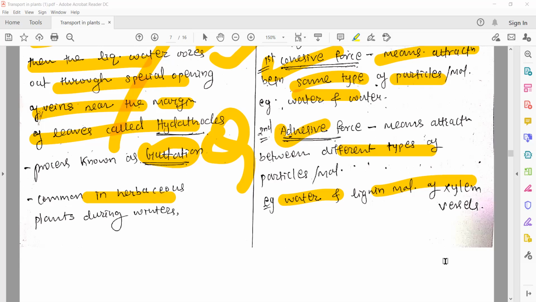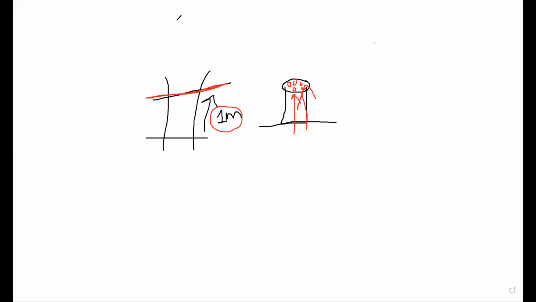Okay, so I will be taking you over here on the white screen. Try to understand the concept over here: adhesive force and cohesive force. Suppose it is a xylem vessel now. What is this? This is a xylem vessel. Xylem vessels will have some kind of lignin depositions, so lignin molecules will be there.